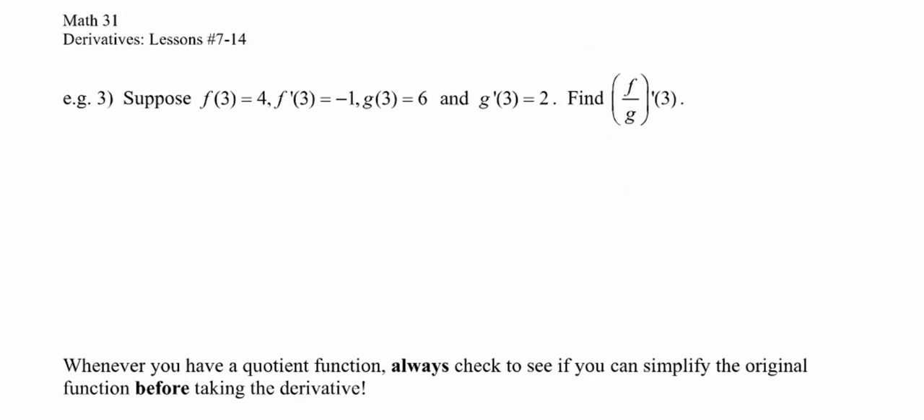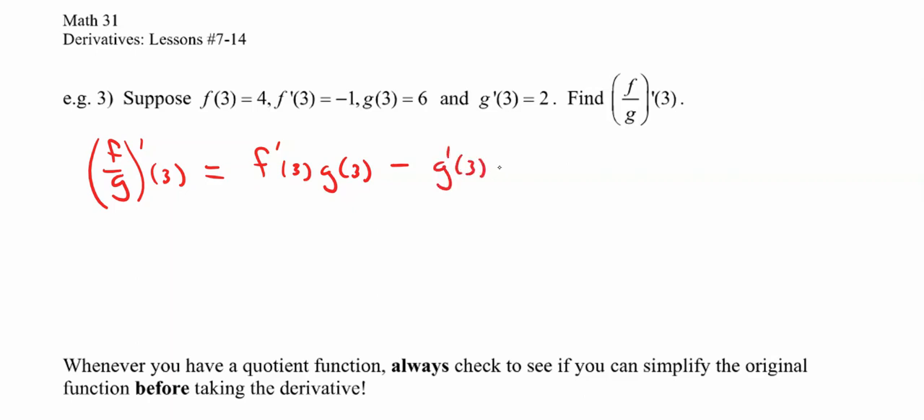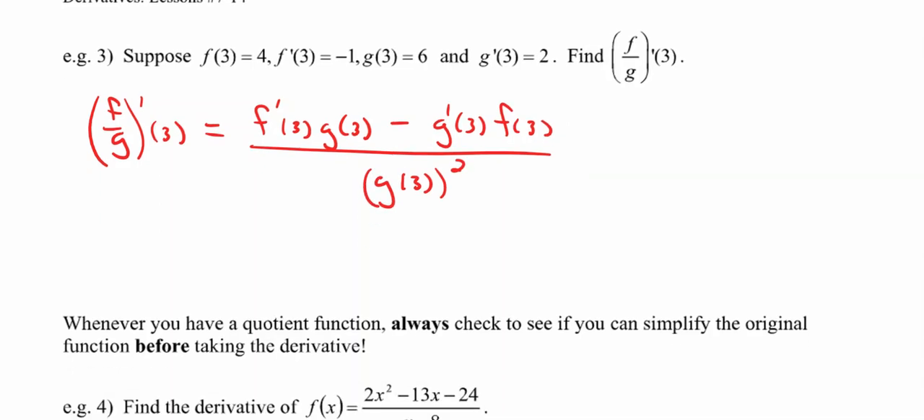So let's do that. So we'll say our equation here would be f over g prime at 3 would be equal to, and it would be f prime at 3 times g of 3, right, minus, and then g prime of 3 times f of 3 over, and then g of 3, and then all squared. Okay? So the good news is we actually know what all those numbers are.